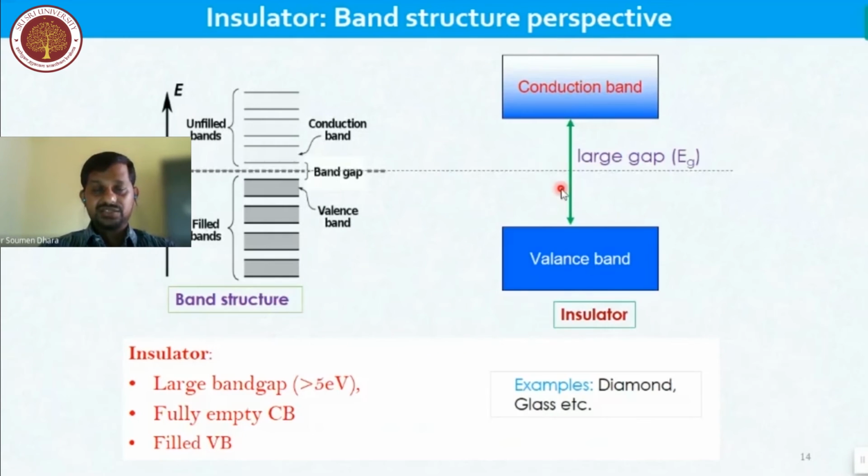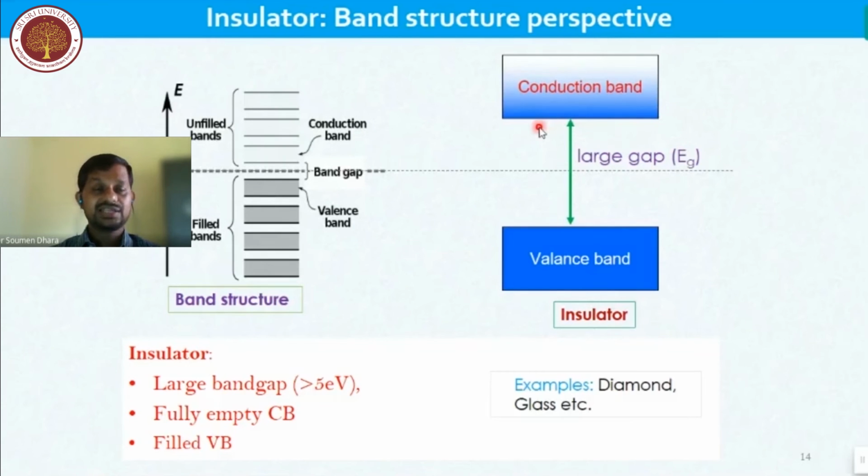We have another scenario where the gap between the top of the valence band and the bottom of the conduction band is quite large. It is usually above 5 electron volt. A gap exists in the case of an insulator, and it is quite large, above 5 electron volt. As this gap is quite large, at normal conditions, without any external electric field or at T equals 0 Kelvin, all the electrons remain in the valence band, so no electron can come to the conduction band. So the valence band will be completely filled and the conduction band will be completely empty.